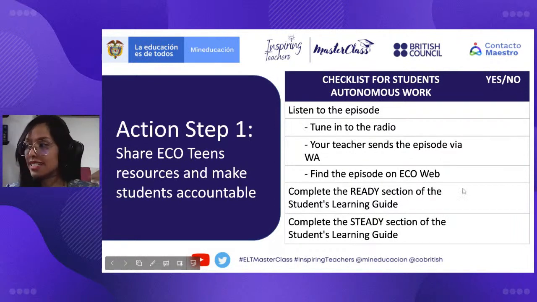So this is an example of a checklist. Again, you can choose a different type of checklist depending on the activities that you have decided to include in your lesson plan in the before, during, and after. So the first one that I have for you here is to listen to the episode. How can we listen to an episode?